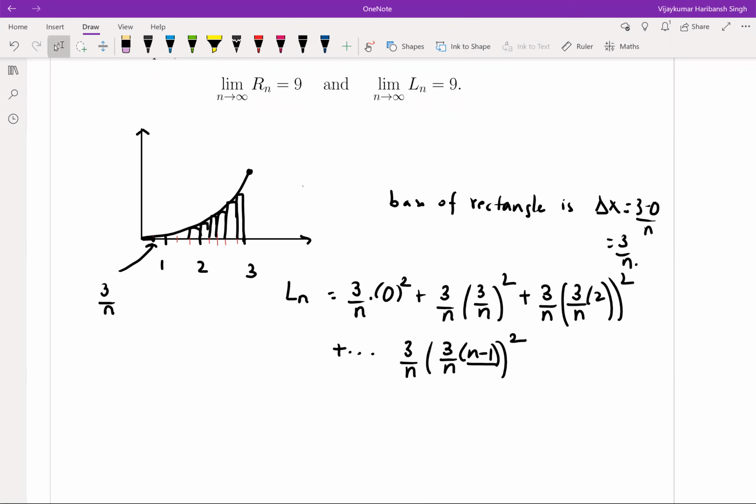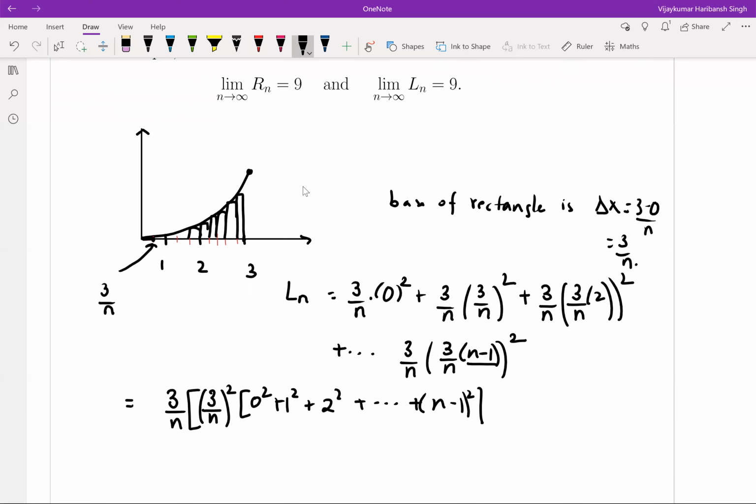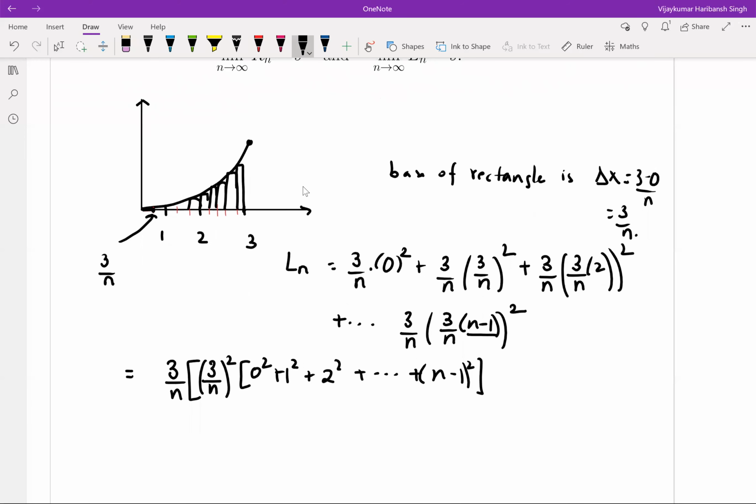So now let's simplify this. This can be written as 3 by n in brackets, and another 3 by n, the whole squared, is common outside, times what? The first one is 0 squared, then the next one is 1 squared, then 2 squared, all the way until n minus 1 squared. So you can take this out, and you get 27 by n cubed times 0 squared plus 1 squared plus, and so on, up to n minus 1 squared.